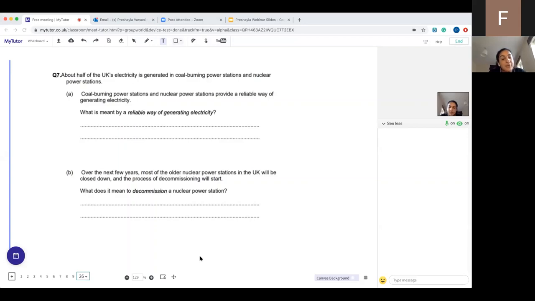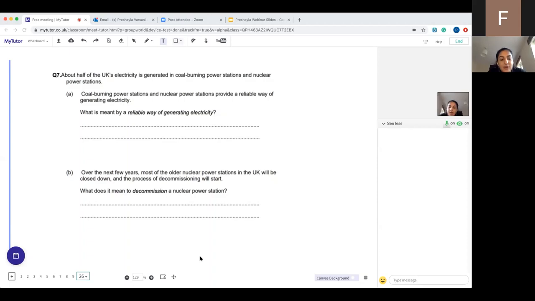So to be reliable, we can say that the energy source is constant. It does not rely on uncontrollable factors such as weather, and it can generate all of the time. So there would be some examples of an energy source being reliable.